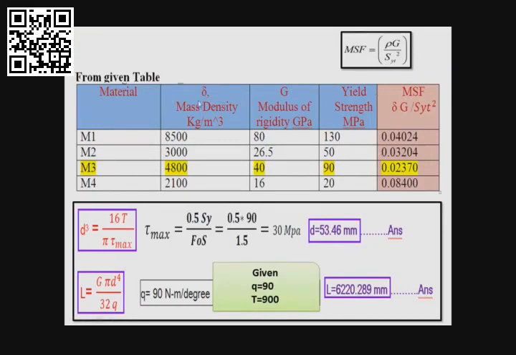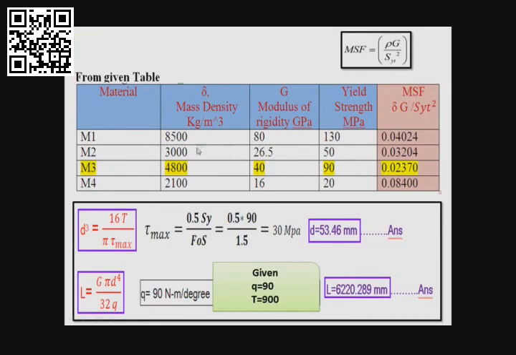This is the table given in the problem, that is material, density, G and yield strength. Next we need to add one more column here. MSF is equal to delta into G by Syt square. Instead of rho, delta is used for density, into G divided by Syt square. If we calculate, we are going to get these values.